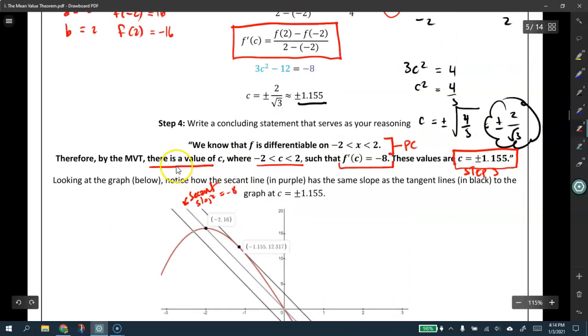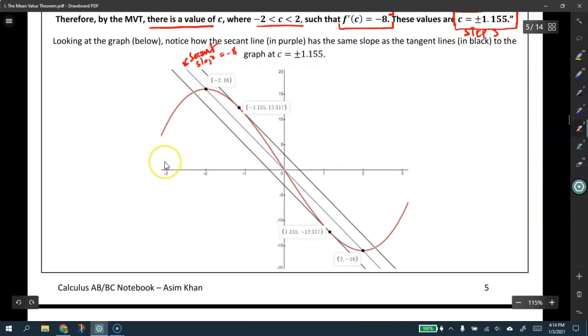And so you're looking for where you can connect tangent lines that would have the same slope, meaning they're parallel, right? The tangent line and the secant line are parallel to one another. And so those 2 points are essentially what you solve for, okay? And those points are right here and right here. And so why do we call it negative 1.155? Because on the x-axis, that's what it matches up with. And this one is positive 1.155.